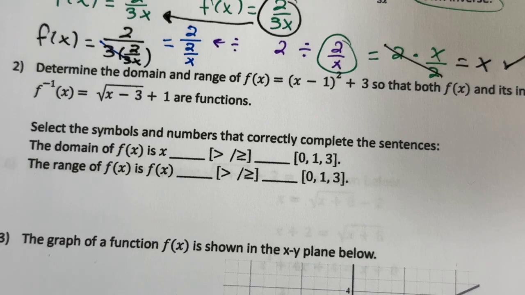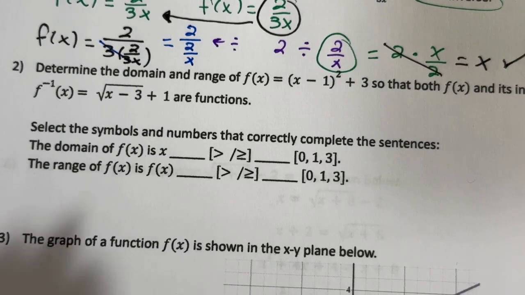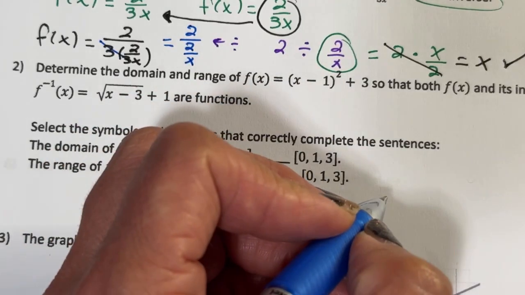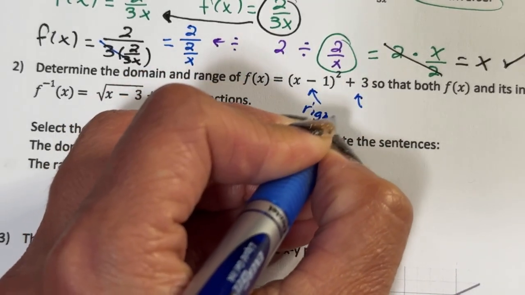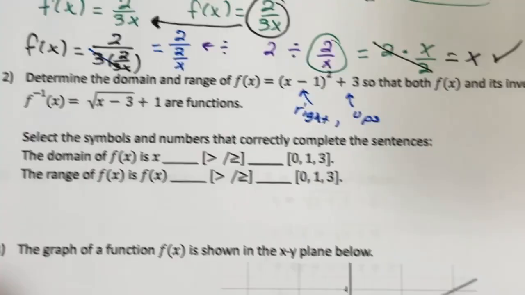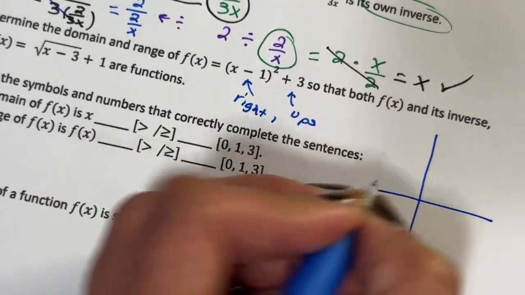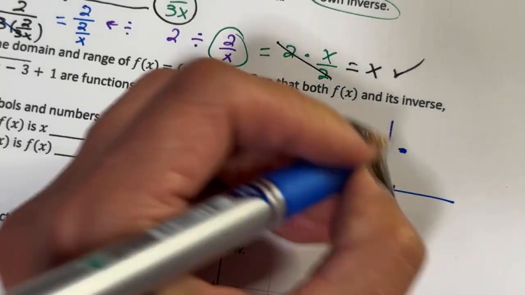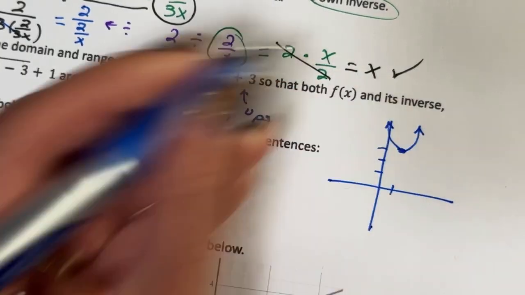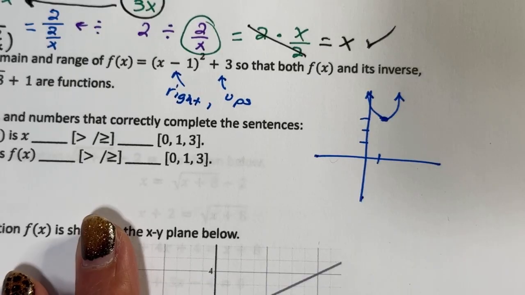All right, number 2, it says determine the domain and the range of f of x so that both f of x and its inverse are functions. You have exactly a very similar question on the first review. So remember, this is an x squared, so it's a parabola, and it has been shifted to the right 1 and up 3. So if I draw a little sketchy sketch, right 1 and up 3, the vertex is up here. It's an upward facing parabola because the x squared is positive.